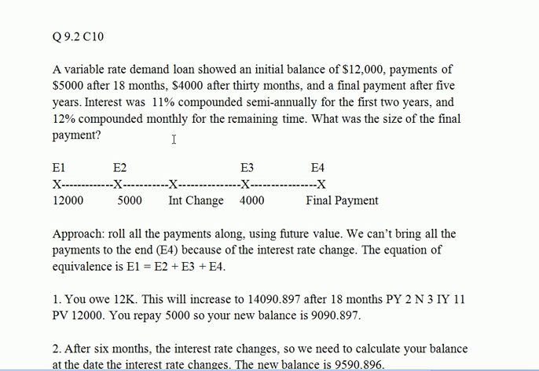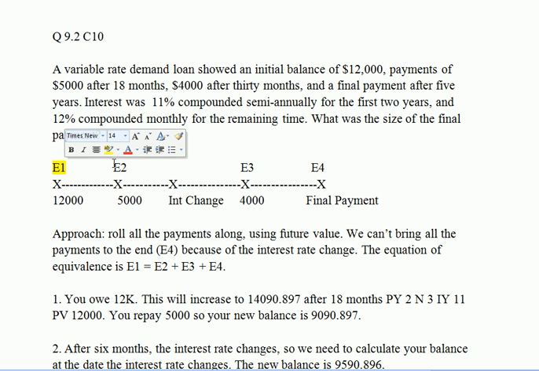Now what we're going to do is to solve it in the way that would be laid out in your bank account. In other words, just follow it chronologically. We could solve it by bringing everything to the interest rate change date, or any other date for that matter, but let's just follow along as if it was in your account book. So E1 here is the $12,000 that you borrowed initially. So that's your initial balance.